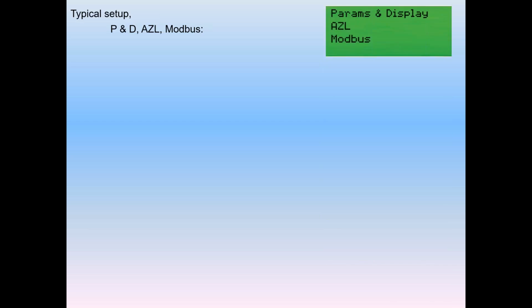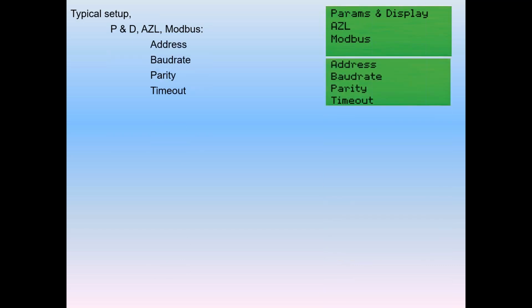Typical setup, go to Parameters and Display on the AZL, and go underneath Modbus. Underneath that part of the menu, you can set the address, maybe make boiler number 1, address 1, boiler number 2, address 2, or whatever configuration suits your site needs. You set the baud rate, the transmission rate, you set parity, on or off, and then you set a timeout. A timeout is necessary so that if the Modbus communication would ever break down or get discontinued for any reason, then the LMV would revert back to its local mode and run without the Modbus intervention.